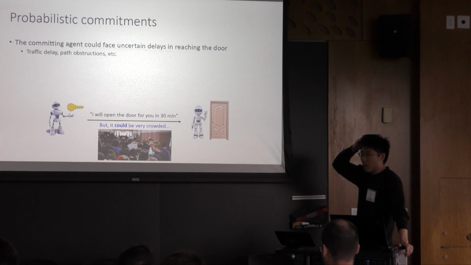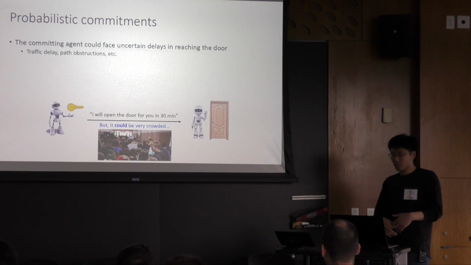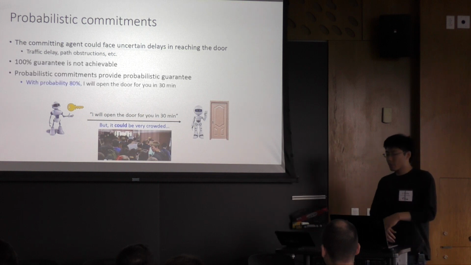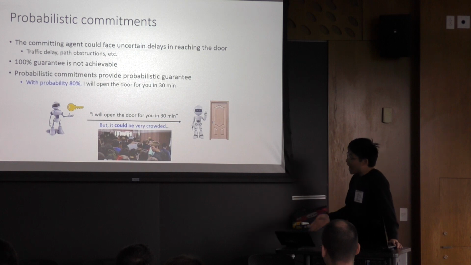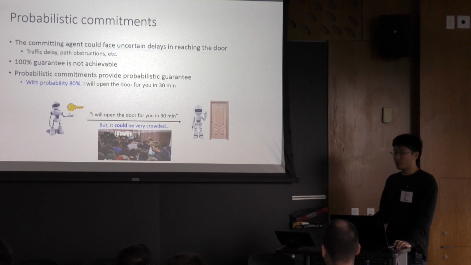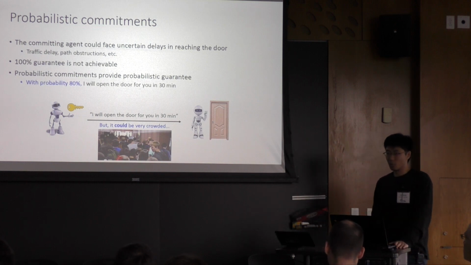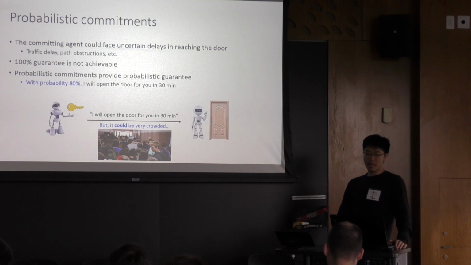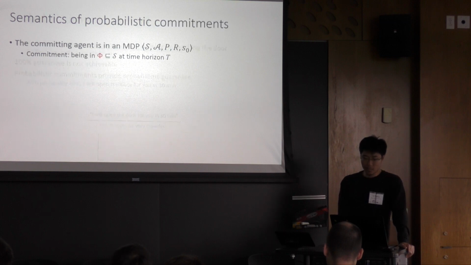One obvious problem is that the environment is essentially stochastic. Suppose the committing agent, the left agent, really faces uncertain delays in reaching the door, then a 100% guarantee is no longer achievable. We adopt the idea of probabilistic commitment here to address this problem, where the idea is very simple. You just provide a probabilistic guarantee about what you will do. For example, I will say with probability 80%, I will open the door for you in 30 minutes.